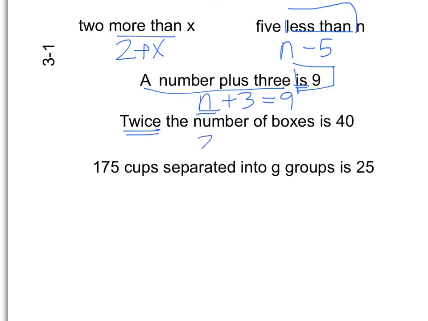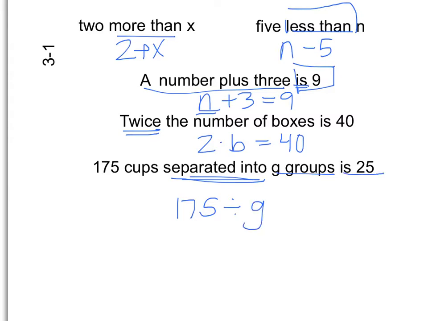All right, twice the number of boxes is 40. Twice we have to know means 2 times the number of boxes is 40. And lastly, 175 cups separated into G groups. 175 separated into means divide into G groups, so I'm going to call that G is 25 equals 25.